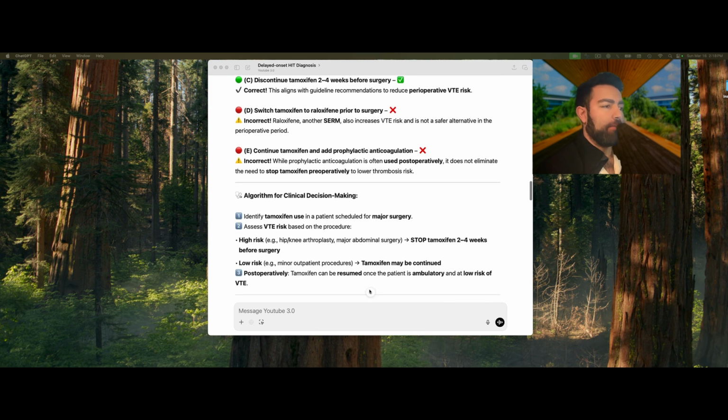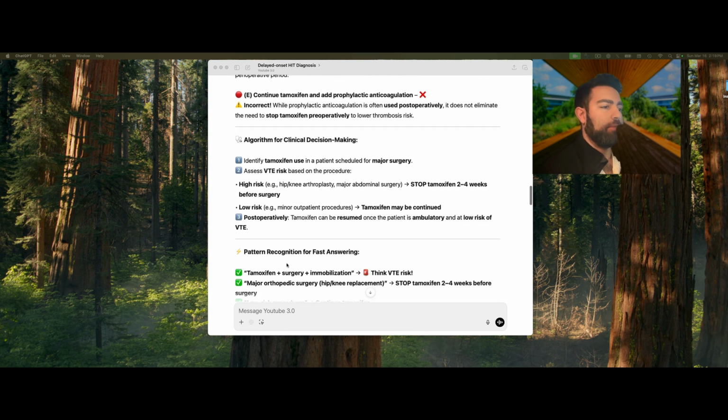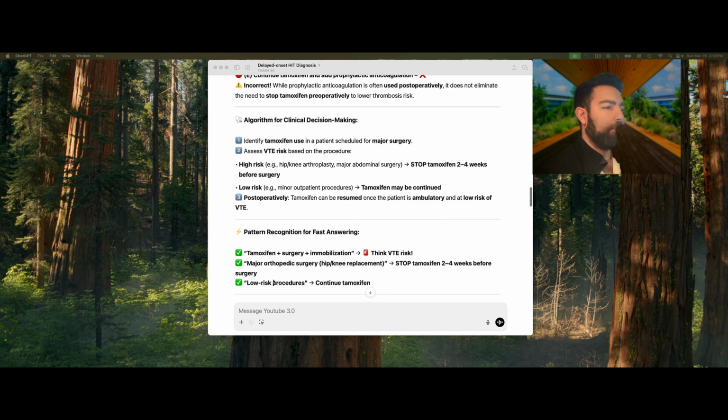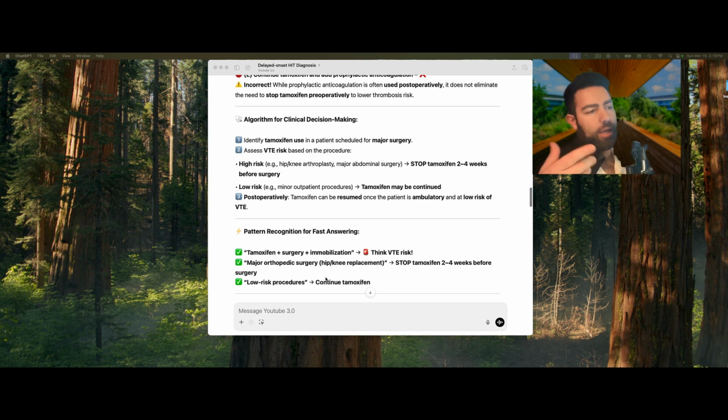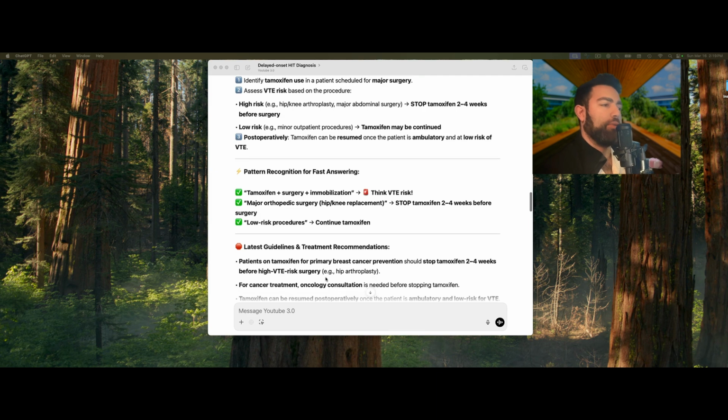And the algorithm about thinking about tamoxifen, just remember, in patients scheduled for a major surgery, especially high-risk surgeries, stop at 2 to 4 weeks. And if they're low risk, like a minor outpatient procedure, you can continue. Post-operatively, tamoxifen can be resumed once the patient is ambulatory and at low risk of VTE. And going through pattern recognition, whenever you see a question about tamoxifen, surgery, and immobilization, think about the VTE risk. If it's a high VTE risk, stop the tamoxifen 2 to 4 weeks before.